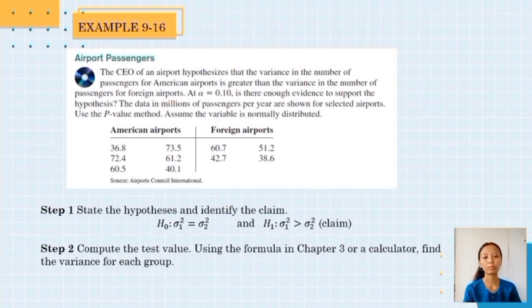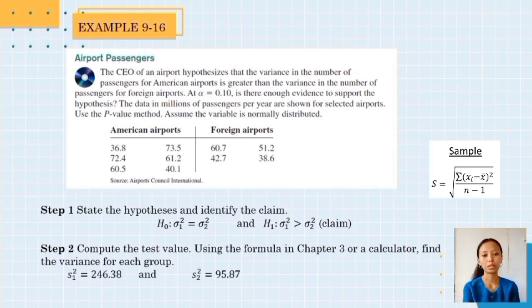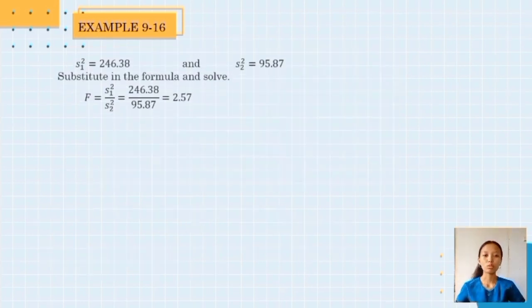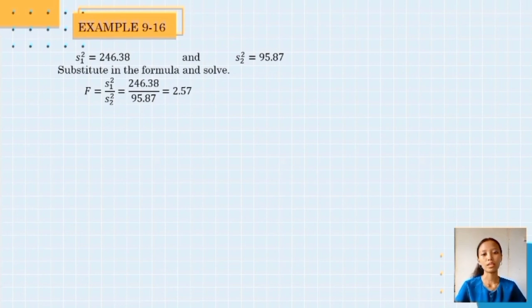Second step is to compute the test value. Do you still remember the formula in solving for the variance? Using your calculator, find the variance for each group. Our variance for the first sample, the American airports, is 246.38, and our second variance is 95.87 for the foreign airports. Now, next step is to substitute the two variances in the formula to find the test value. 246.38 divided by 95.87 is equal to 2.57.